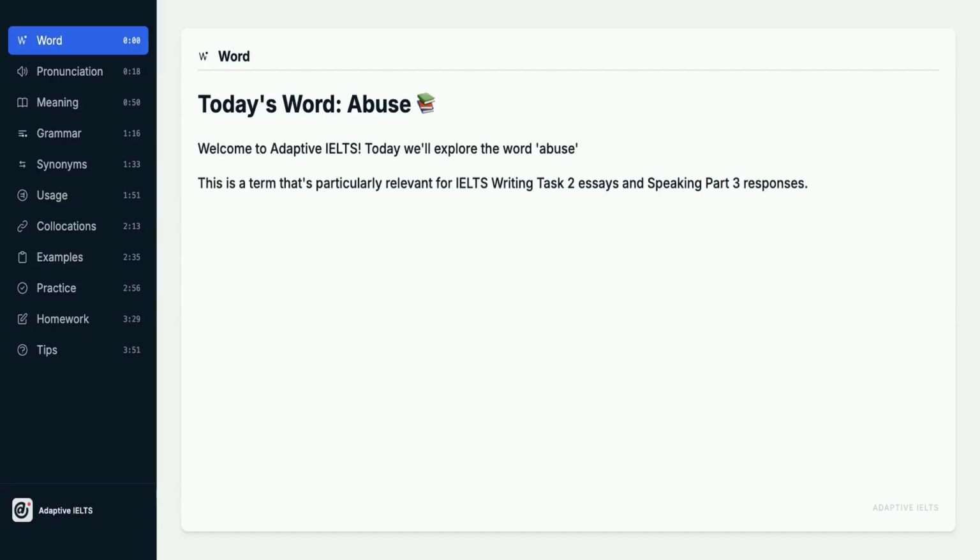Welcome to Adaptive IELTS. Today we'll explore the word abuse, a term that's particularly relevant for IELTS Writing Task 2 essays and Speaking Part 3 responses. This word is essential when discussing topics like social issues, environmental concerns, and resource management.